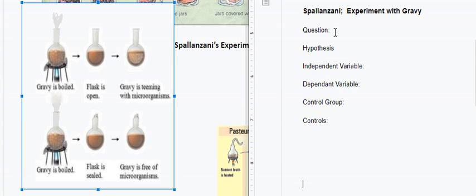All right, so now I'm going to ask you to do the following. Pause the video, look at this picture, and see if you can identify the question, the hypothesis, independent and dependent variables, the control group, and the controls that are kept the same. Pause it now and see if you can do that, because I'm going to go over it together with you in just a moment.